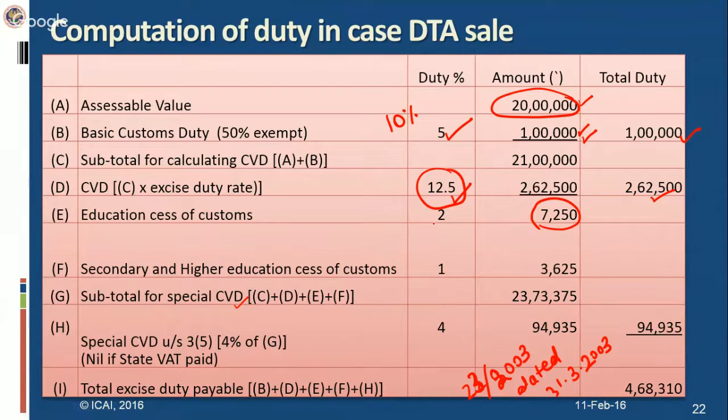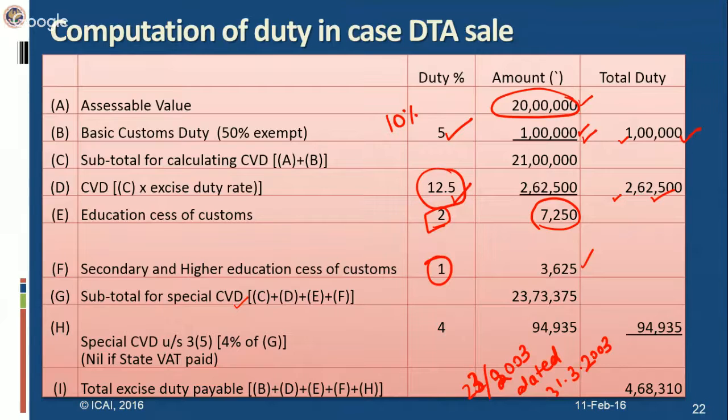Now how it is computed, this 2% you will take on 1 lakh plus 2,62,500, that comes out to 3,62,500, and 2% of it will come to 7,250. Similarly, SHEC, that is secondary and higher education cess, will be 1% of 1 lakh plus 2,62,500, that is 3,62,500, that is 3,625. Now we come to the computation of special CVD.